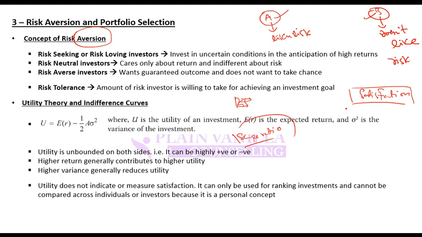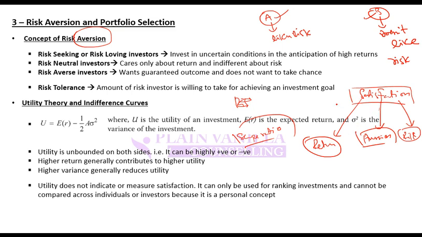So investor satisfaction depends on three factors. One is return, that is normal. Any investor's satisfaction would depend on return. Second is risk, which is again normal. Any investor's satisfaction would depend on risk. And third is aversion to risk, that is, how much he dislikes risk. These are the three parameters through which satisfaction can be gauged or measured.